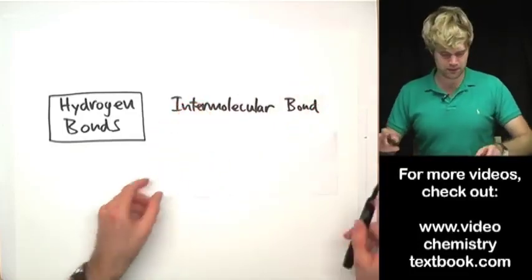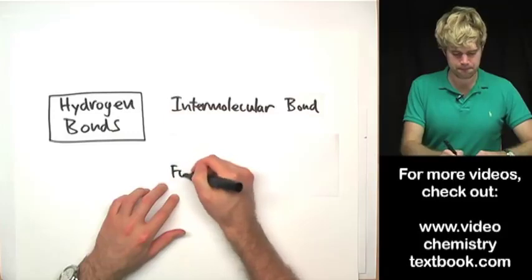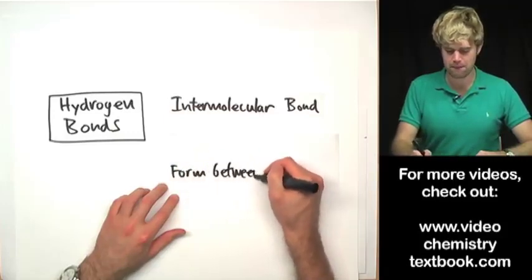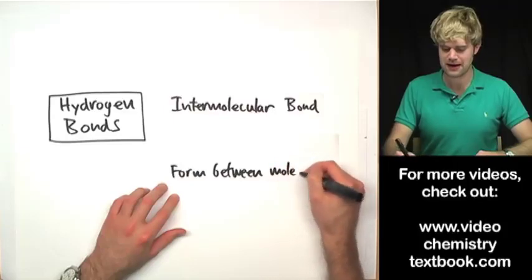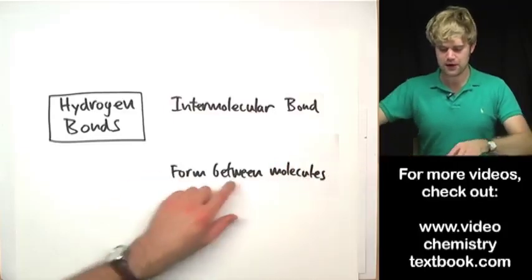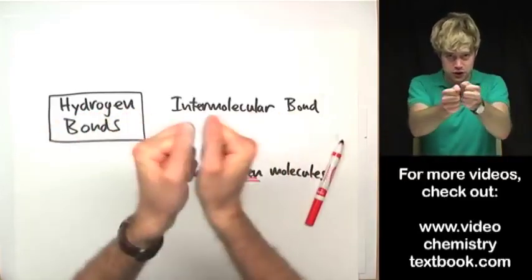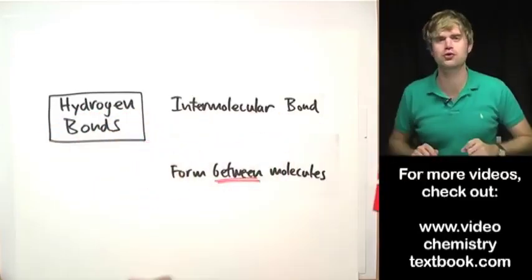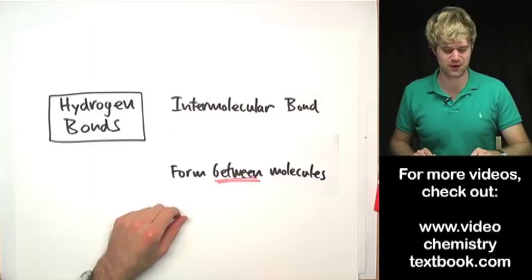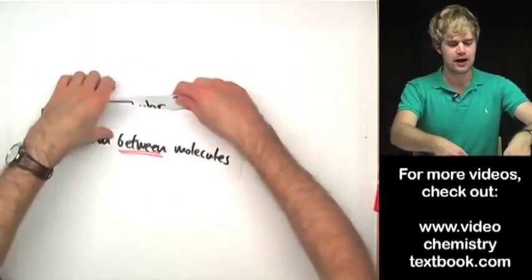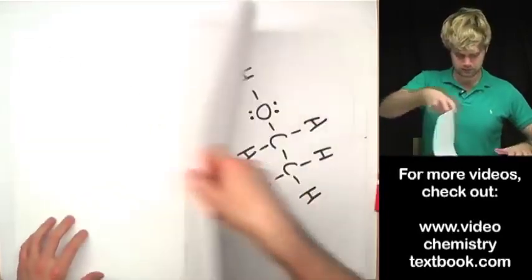And intermolecular bonds form between molecules. That's why we call them intermolecular. Now this between part is super important. Between two different molecules. I'm underlining it twice in red. Okay, let's look at hydrogen bonds in some ethanol molecules.